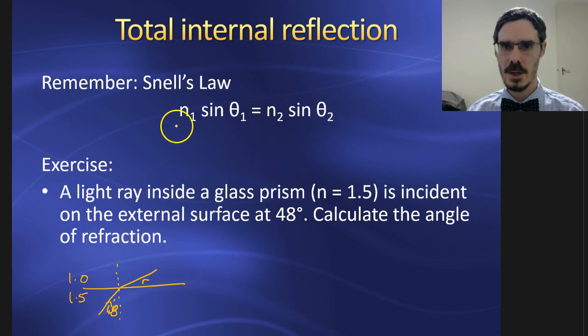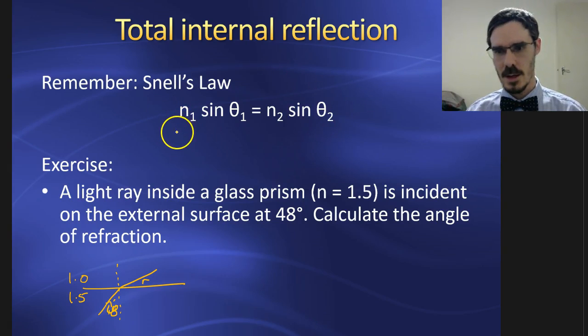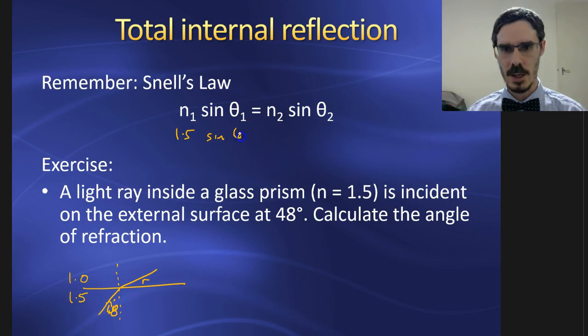Okay, N1 sine theta 1 is N2 sine theta 2. That's coming from water, 1.5 sine 48 is equal to N2, which is air, sine R. Well, multiplying by 1 doesn't change anything. So sine R is this, which means to get R, I have to go inverse sine of 1.5 sine 48.